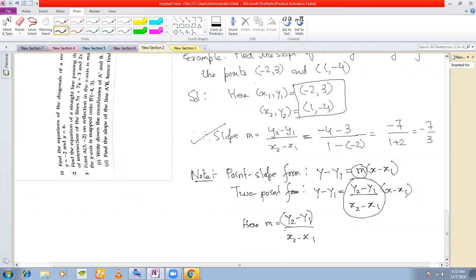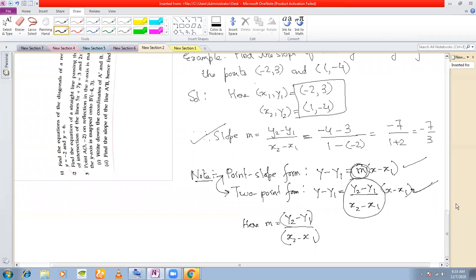This relation for slope actually gives you a relation between point slope form and two point form. That is why I was saying two point form is easier to remember this way, because you will be remembering your point slope form in this manner. And if you know the formula for slope, you can write the two point form in this manner. That is why I was saying.